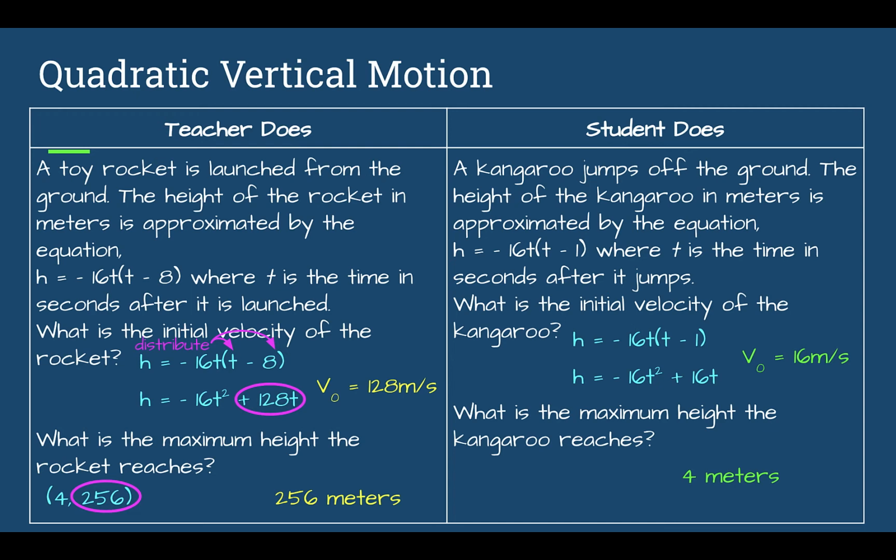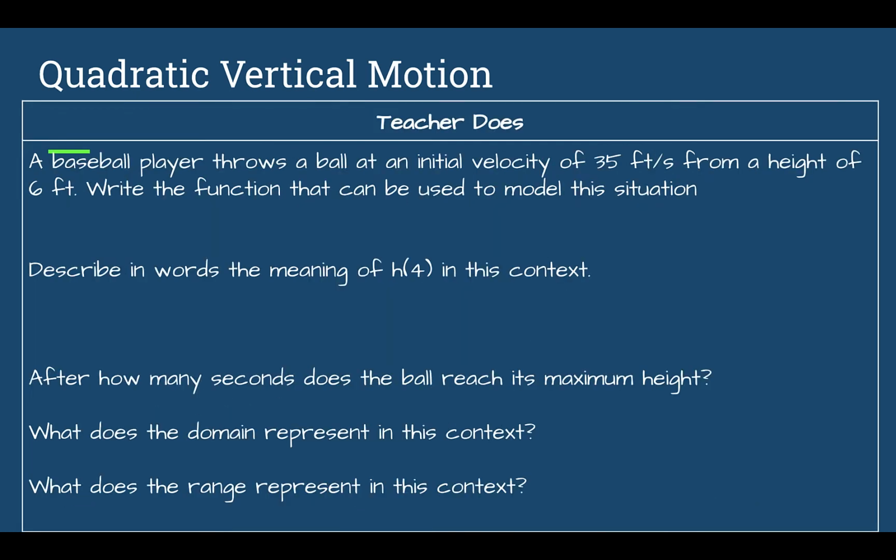And then for the maximum height, it is at 4. Again, if we graph it on Desmos and find the vertex, we would find that the height in the vertex is 4. Let's look at another example.